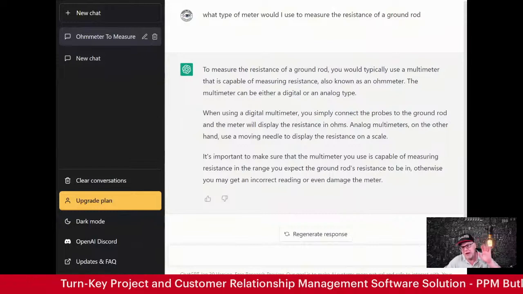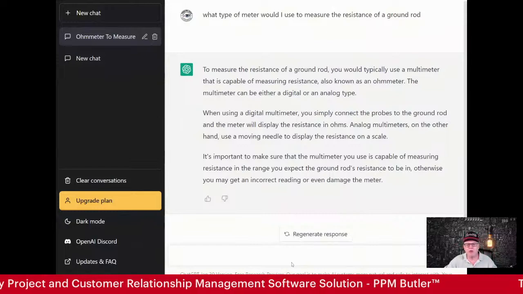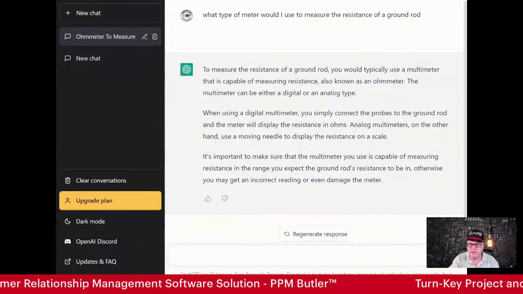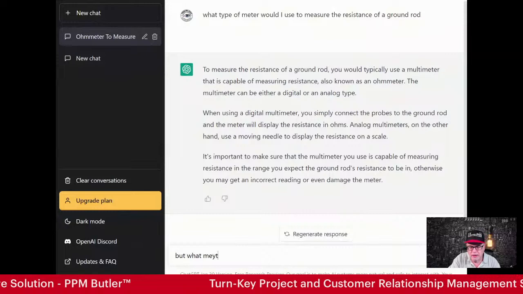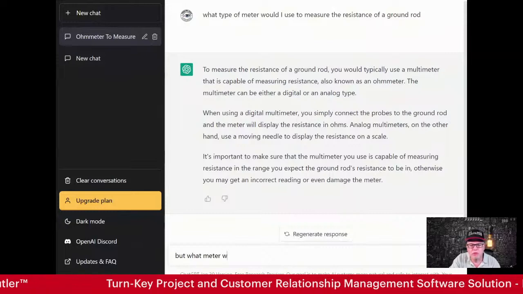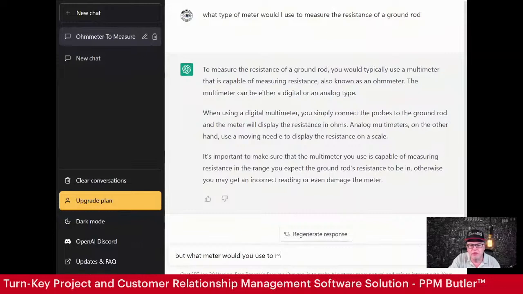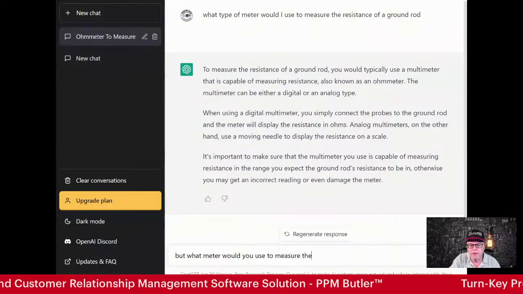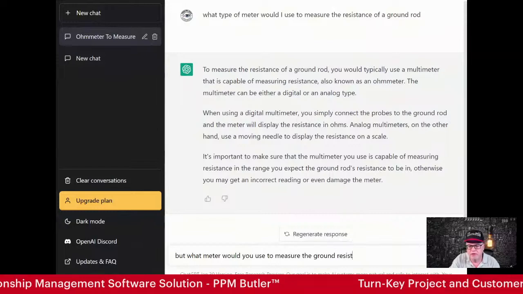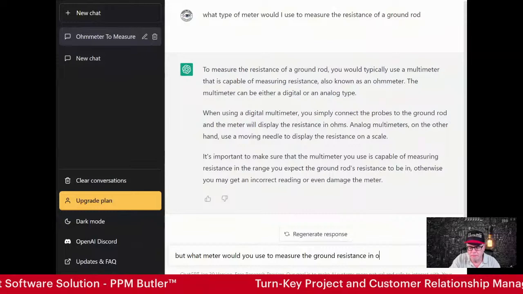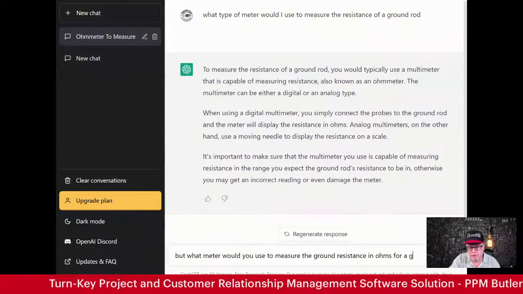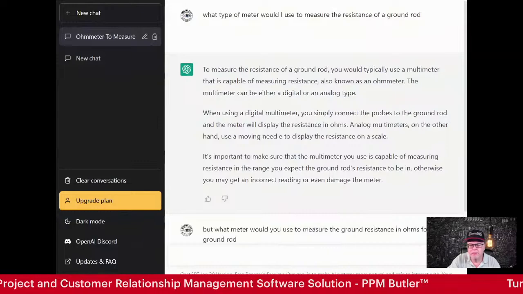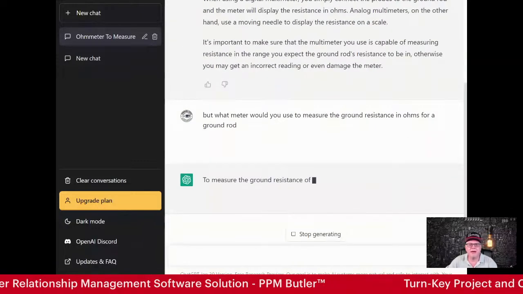So check this out. I will do a follow-up question. So here's what's neat about this. But what meter would you use to measure the ground resistance in ohms for a ground rod? All right, so it's going to come back.